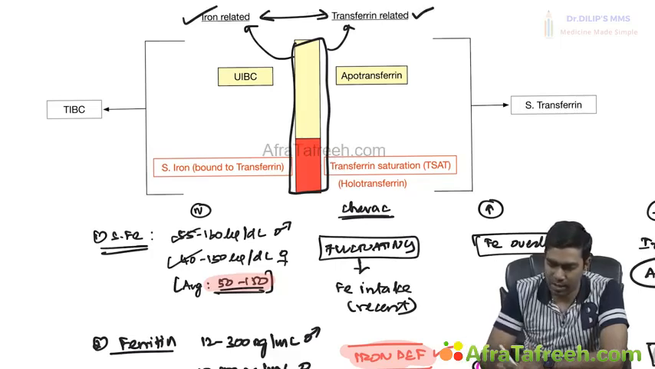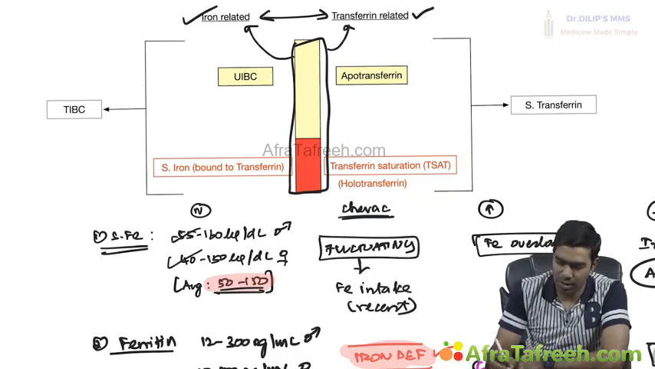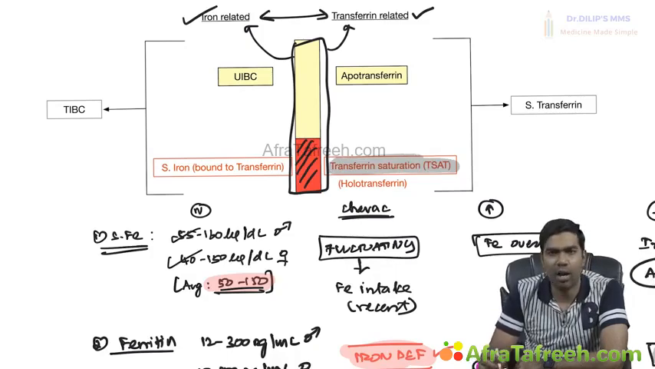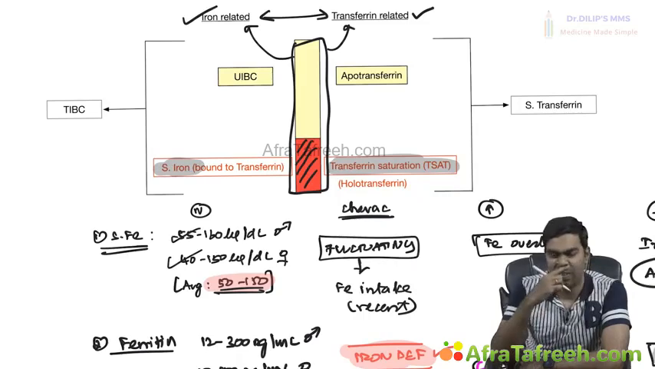If you take this box as transferrin, how much iron is bound to the transferrin is what we refer to as transferrin saturation. Similarly, how much iron is bound to the transferrin is what we are going to call serum iron as well. Yes or no?